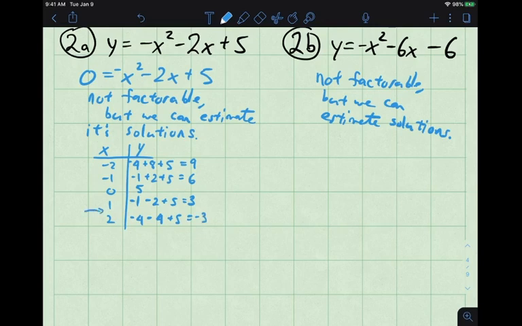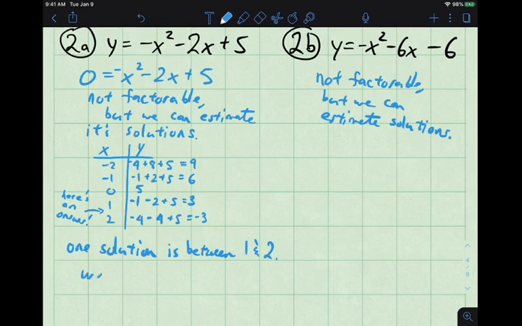So somewhere in here is an answer. So one solution is between 1 and 2. And I think that's all we can do there. And we'll come back to this. We'll come back to this.